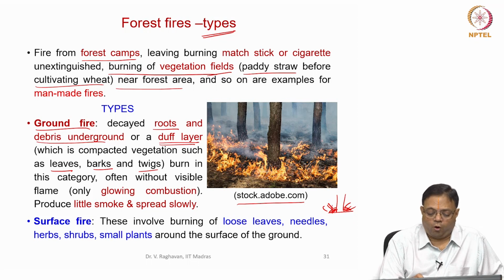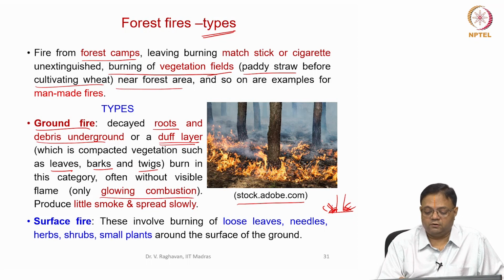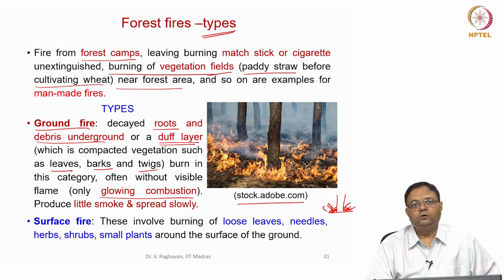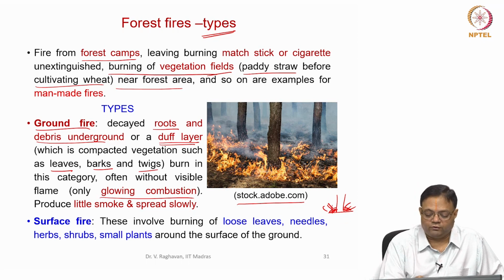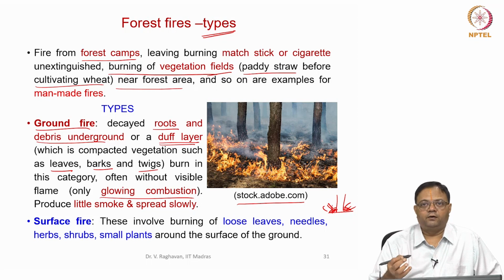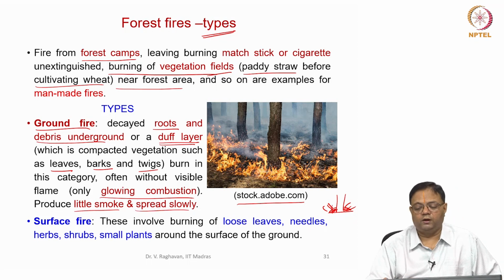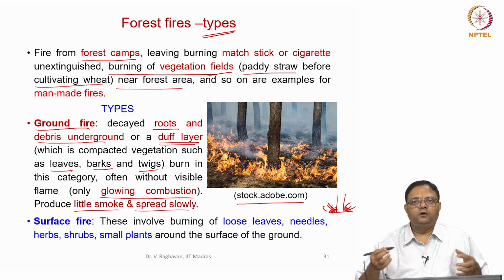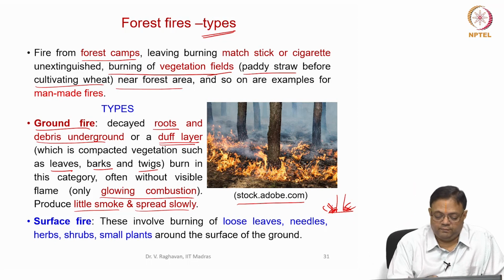Okay. Now how does it burn? Basically it burns as a glowing combustion because these are already compacted. Once it gets ignited, some initial flames will be there. After that it continues as glowing combustion, that is, a red hot layer will be seen, it produces little smoke and spreads very slowly because of the compacted nature. Okay, so very slowly it spreads. Then the second category will be surface fire.